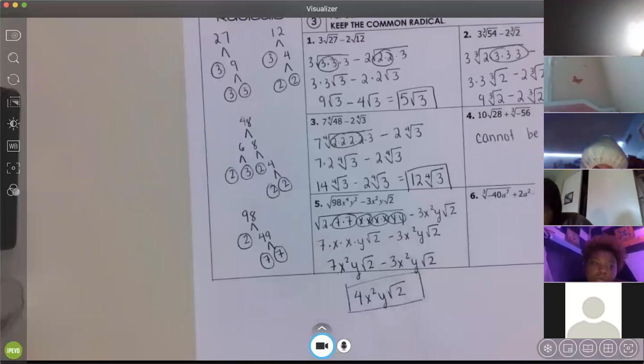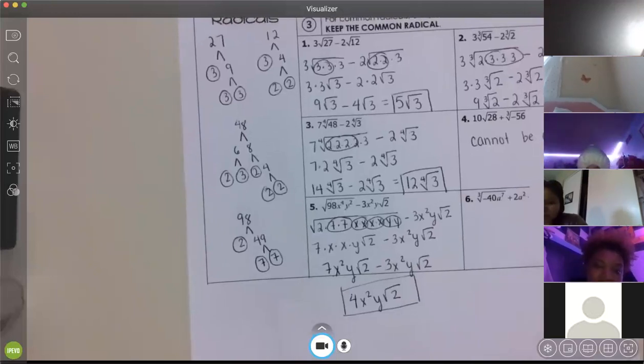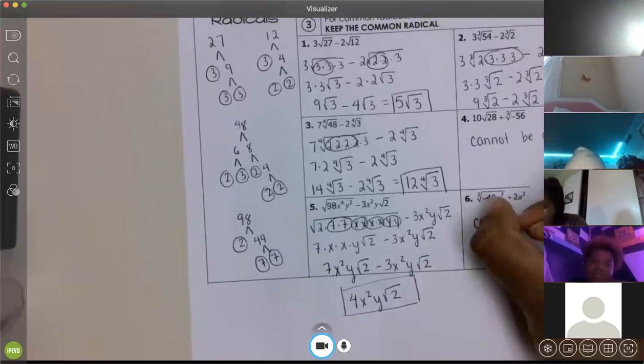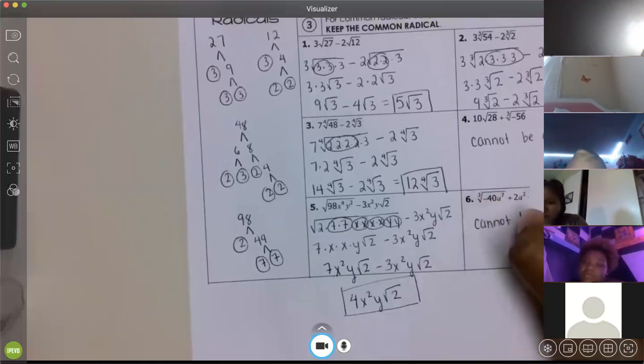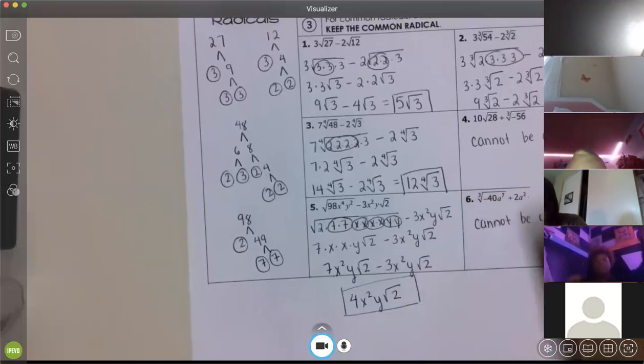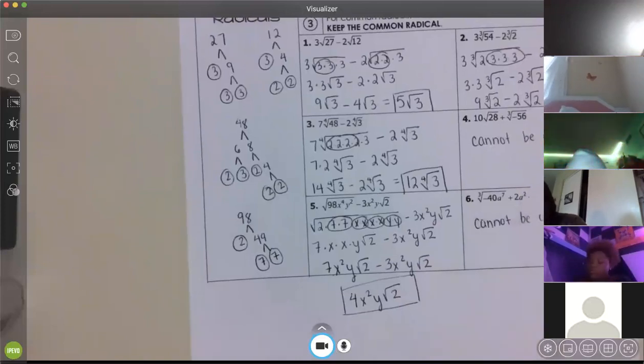All right, last one, number 6. We've got the cubed root of negative 40a to the 7th plus 2a squared. First question, do we have the same index? What do you think, Hannah? No, we don't. This doesn't even have a radical, and this is a cubed root. So you don't have the same index. Don't bother simplifying. You just know that they cannot be combined. That's as far as it's going to go.